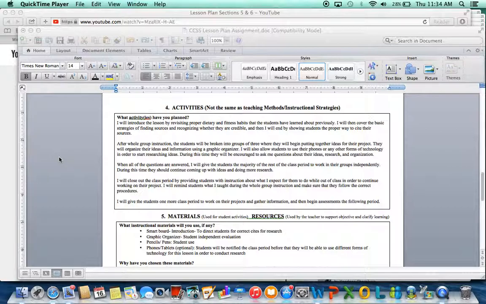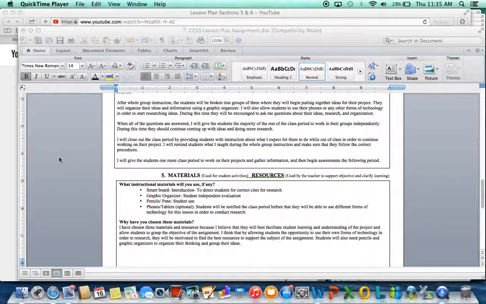I will close the class period by providing students with instruction about what I expect for them to do while out of class in order to continue working on their project. I will remind students what I taught them during the whole group instruction and make sure that they follow the correct procedures. I will give the students one more full class period to work on their projects and gather information, and then begin assessments the next time we meet.